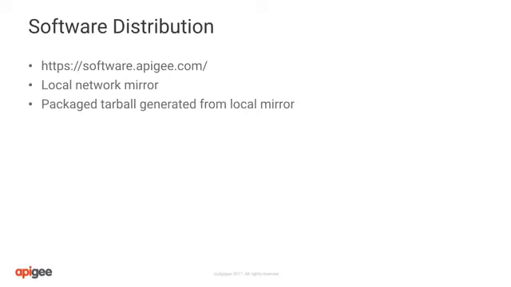With installation prerequisites in place, the only remaining step prior to installing is determining your Apigee software distribution method. We host a software repository at software.apigee.com for hosts with internet access. For hosts without access to the internet, you can create a local network mirror of that repository. You can also package the repository as a tarball for distribution to each host in your cluster. For full details on the mirroring process, consult the installation guide.